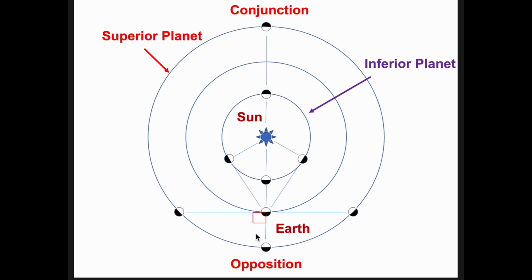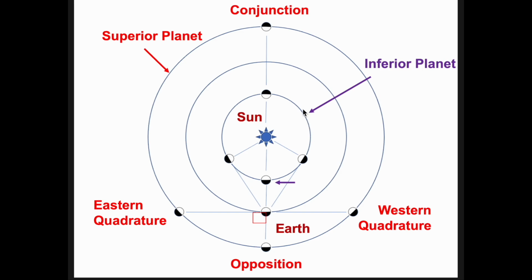Then we have these other two positions. Notice how right here these lines intersect at 90-degree angles. So he calls this one eastern quadrature, and this is western quadrature. Remember, in a view of the sky, east and west are flip-flopped, but here you can think of them as different quadrants: eastern quadrature and western quadrature, when the planet is at a 90-degree angle to the sun. So those are the four positions that a superior planet can have.